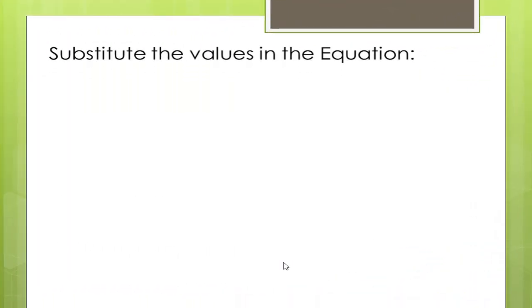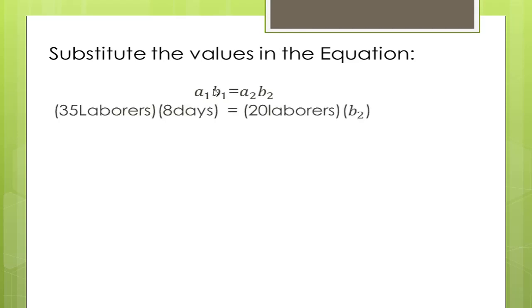Now, using the previous formula, we have to substitute the values in the equation. This is now our equation. So our A sub 1 is 35 laborers, our B sub 1 is 8 days, and our A sub 2 is 20 laborers. So with this B sub 2, we're gonna know how many days it took for 20 laborers to harvest the coffee in the plantation.